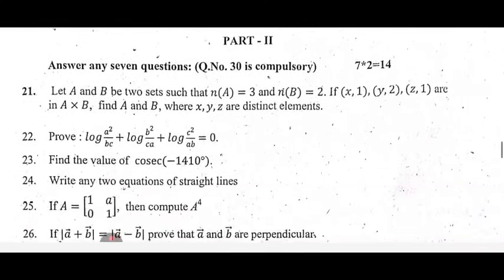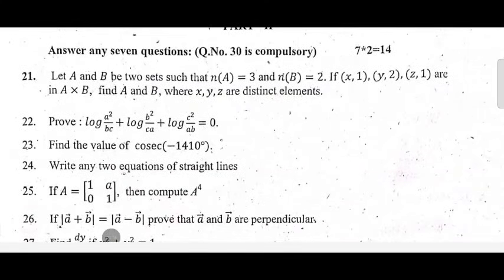Discontinuous on a set. So look at Part 2, students. Answer any 7 questions, question number 30 is compulsory, 2 marks each, 7 to attend, total of 14 marks.